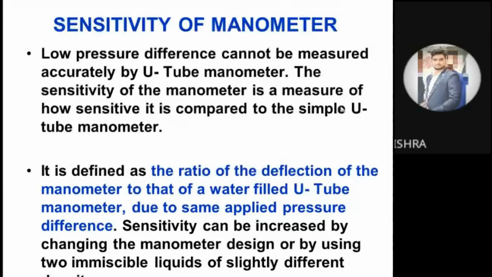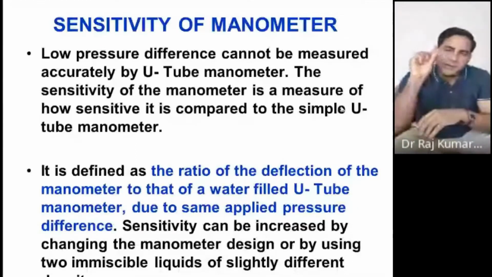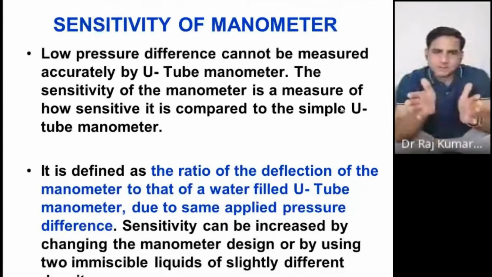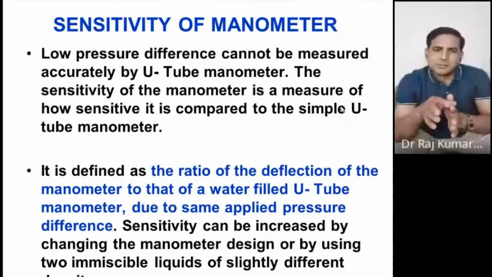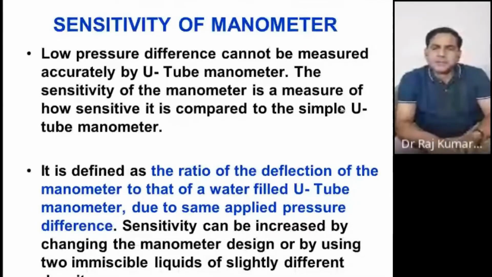The ratio of deflection by putting any particular fluid in the manometer divided by the deflection for the water U-tube column for the same pressure. With the same pressure you have measured by two things. One is by the manometer which you have designed. The other one is by the water manometer. And the water manometer is being considered as the reference, and the ratio of the two is called the sensitivity of the manometer. Let's see how we can increase this.